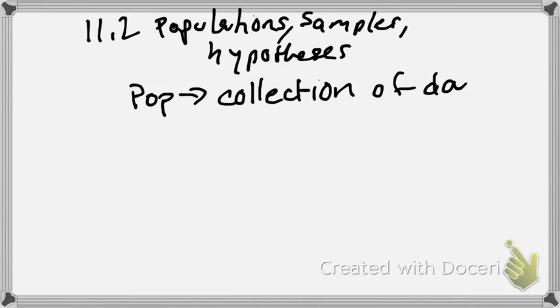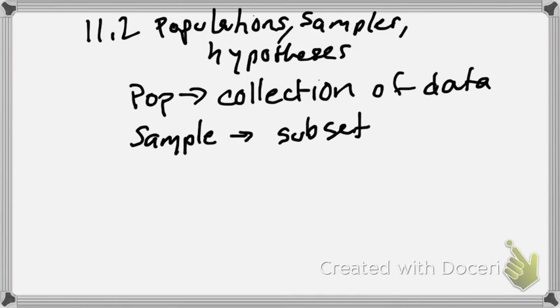And it's basically what you want to know information about, right? Like if I wanted to know about the junior class, and I asked 15 people from the junior class, the population is the junior class. I'm collecting data about the junior class. A sample is the subset of people that I'm going to ask, because it's going to be almost impossible for me to ask every single person in the junior class a question, right? So I might ask 20 of you a question. The 20 of you that I ask are the subset of the entire population, which is the junior class.